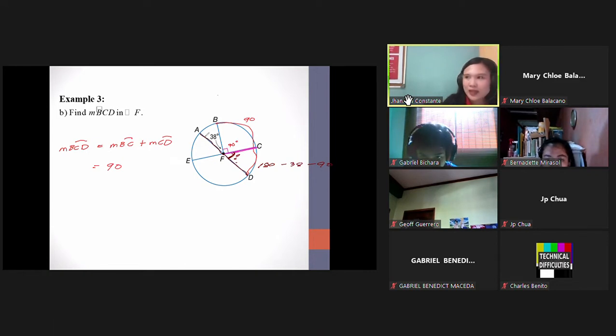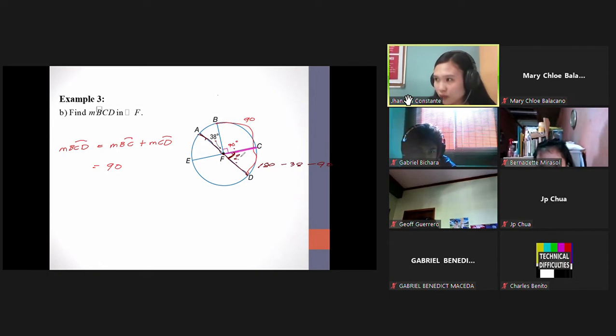Since we use the diameter AD, it halves our circle into a semicircle that has a total of 180 degrees. We have given angles, which are 38 degrees and 90 degrees. So to find this angle, subtract these two given angles from 180, which is 180 minus 38 minus 90, equal to 52. So the measurement of this angle is 52 degrees.